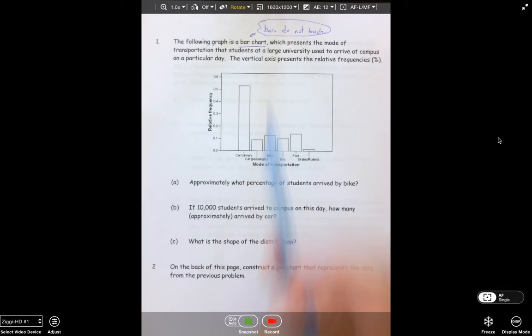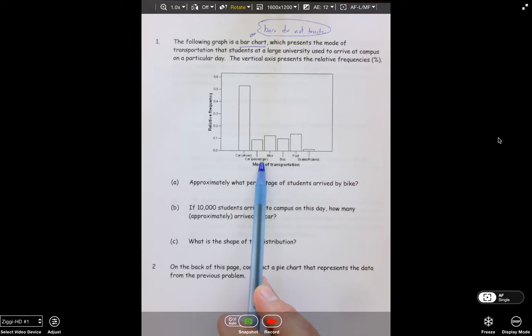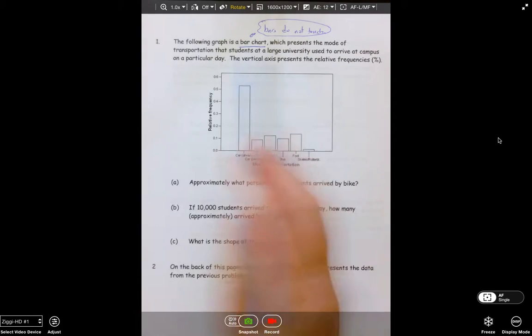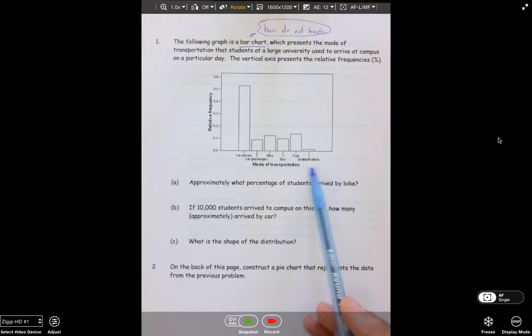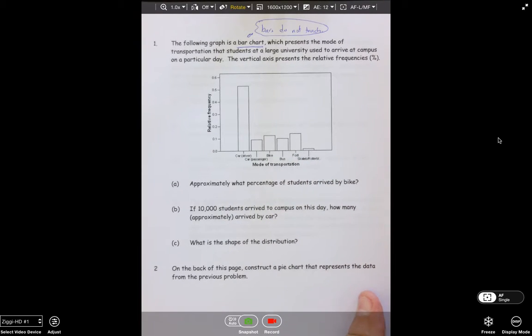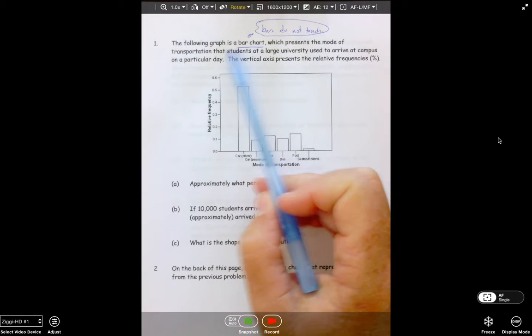Another thing to think about with a bar chart is the ordering of the axis doesn't matter. This is completely arbitrary. They decided to put car driver first, car passenger, and we'll go ahead and see what this all represents in just a second. But they decided to put the ordering this way, but it didn't have to be. They could have started with foot first and bike. And typically what you would do, you'd put this in alphabetical order, but they decided not to do that, and that's perfectly fine.